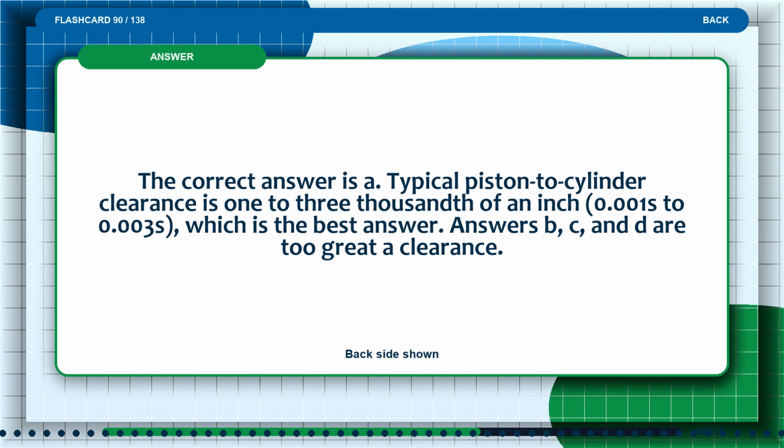The correct answer is A. Typical piston to cylinder clearance is 1/1,000th to 3/1,000ths of an inch, 0.001 to 0.003 inches, which is the best answer. Answers B, C, and D are too great a clearance.